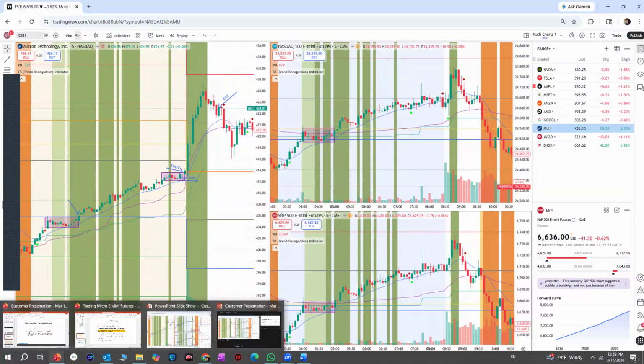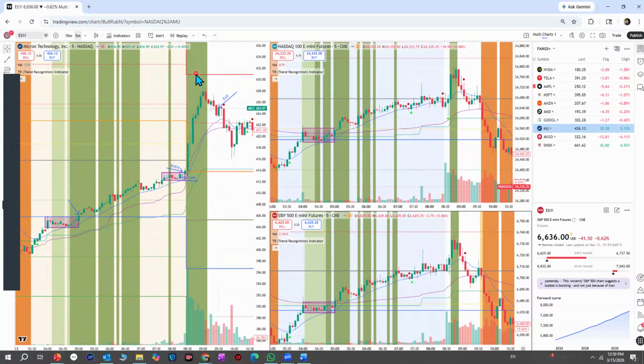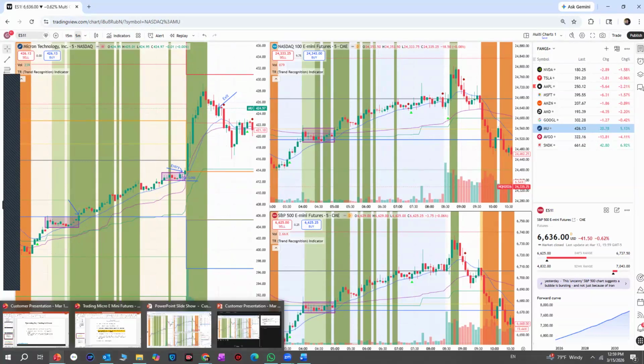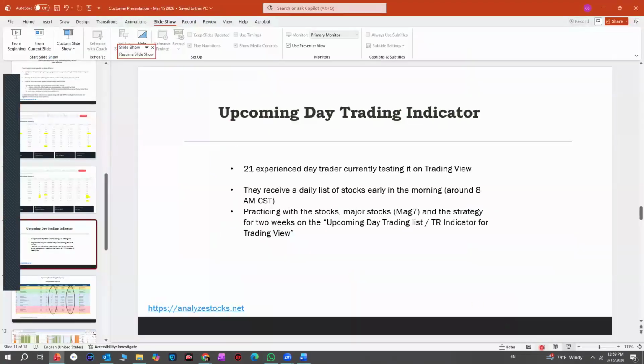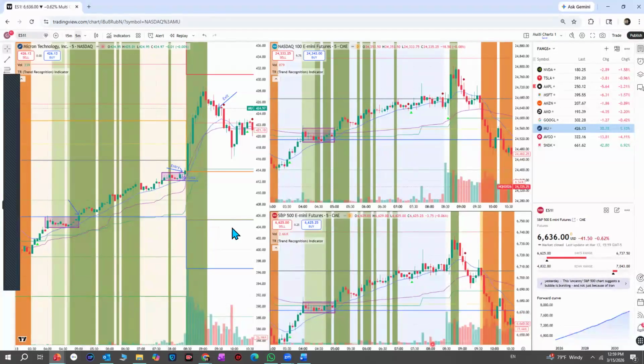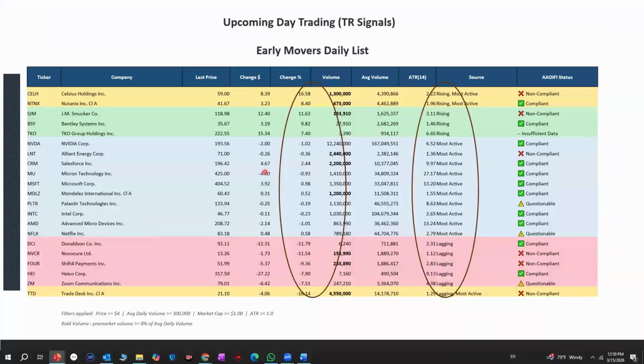So I hope that I answered that question. So the target, we have those resistance lines calculated and plotted every day for every stock which you choose. So for example, let's go back to our presentation. Now I will explain this in detail. So we have two lists. One is the early movers list and one is the market stocks list.